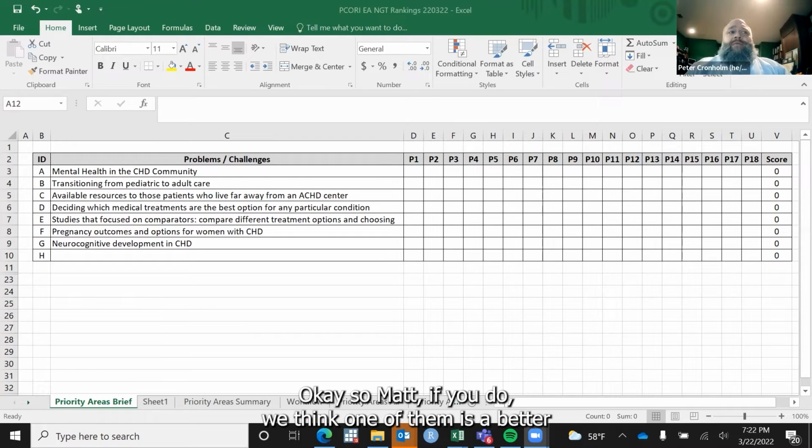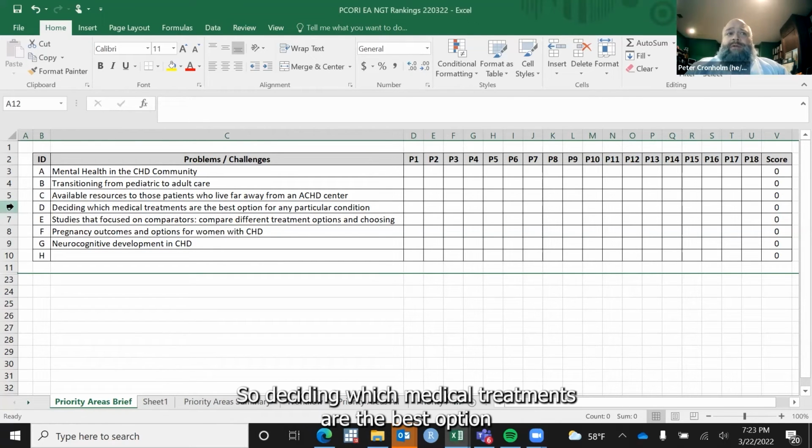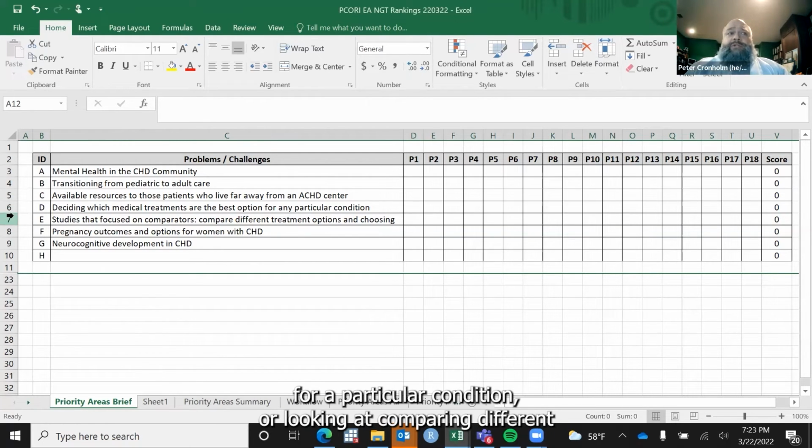Okay. So Matt, do we think one of them is a better description of what we're trying to get at? So deciding which medical treatments are the best option for a particular condition, or looking at comparing different treatment options and choosing.